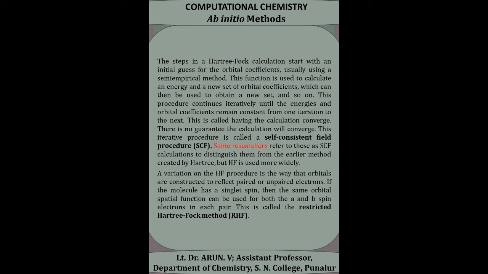A variation on the Hartree-Fock procedure always gives orbitals that are constructed to reflect paired or unpaired electrons. If the molecule has a single spin, then the same spatial orbital function can be used for both alpha and beta spin electrons. This is called the restricted Hartree-Fock method. That is, it is for paired electrons.